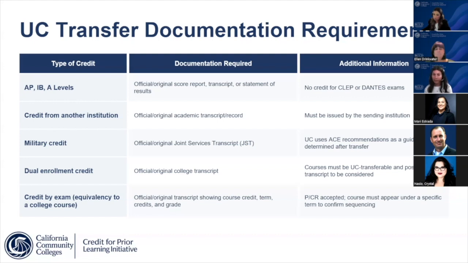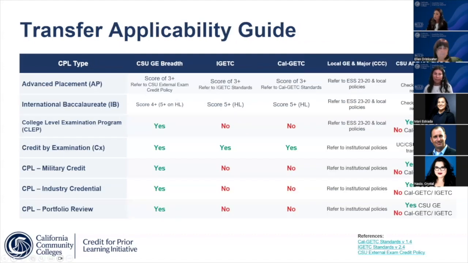They'll take the pass or the credit scores, and the course needs to appear under the term that they took that course. In terms of CPL and how it applies towards our GE patterns or for transfer for the ADT, there are going to be different policies or rules that apply to this. So for AP and IB, those are going to apply to our transfer GE patterns. So the CSU GE, the IGETC, the CalGETC.